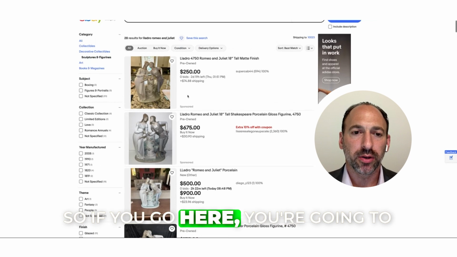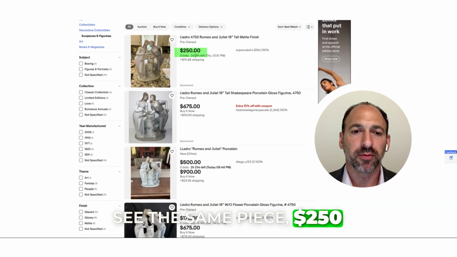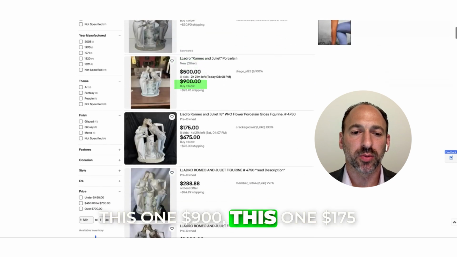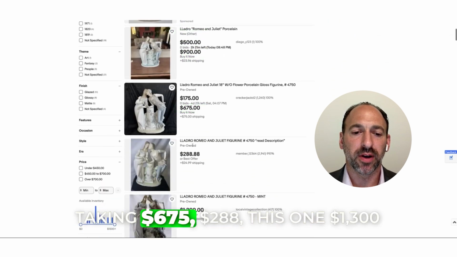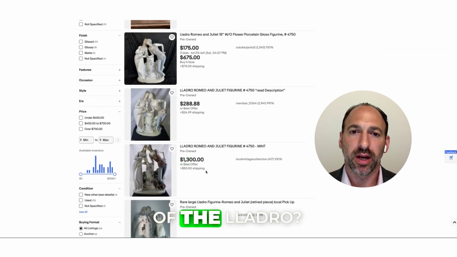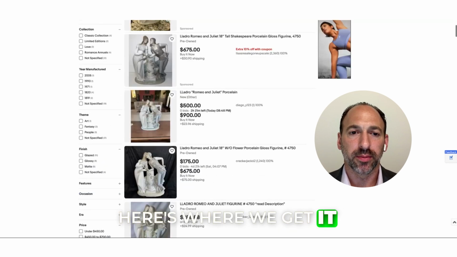So if you go here, you're going to see the same piece, $250, another one for $675, this one $900, this one $175, $675, $288, this one $1,300. So what is the price of the Lladro? Here's where we get it.